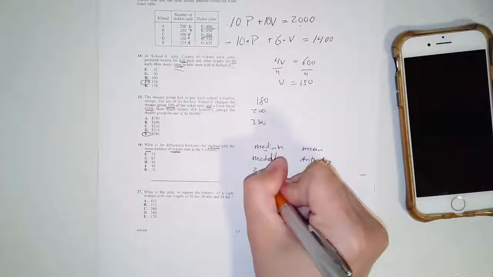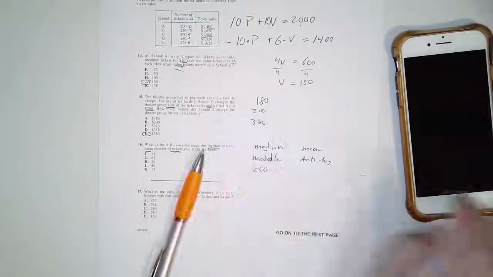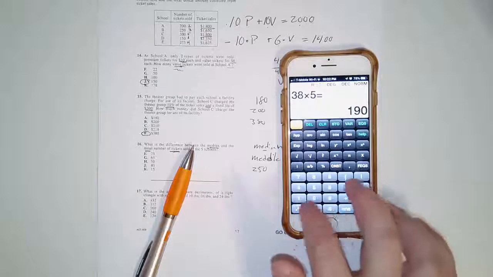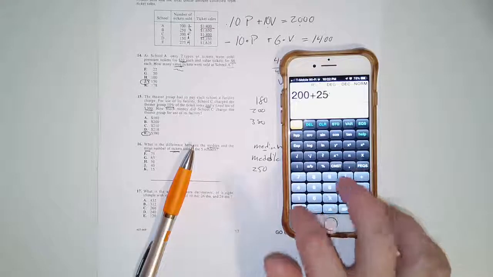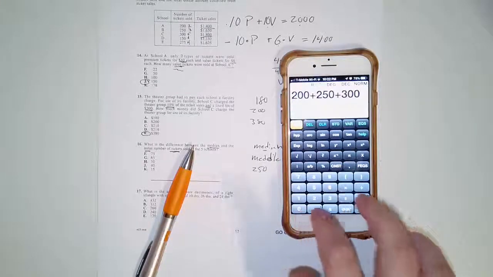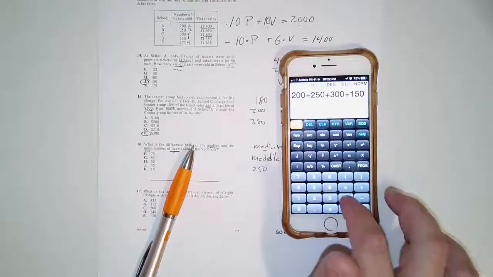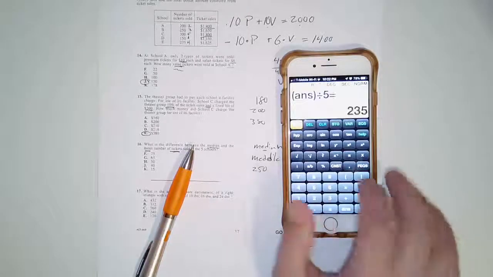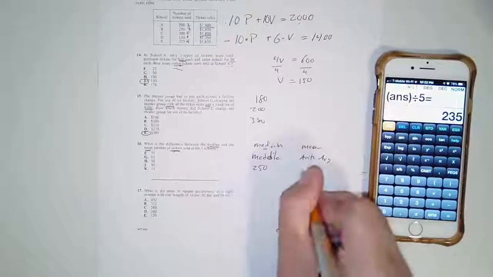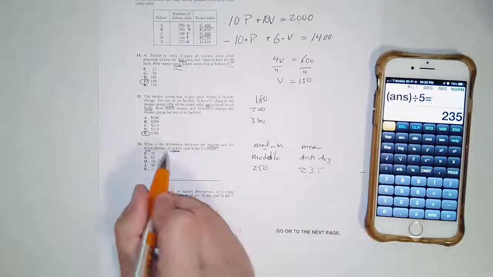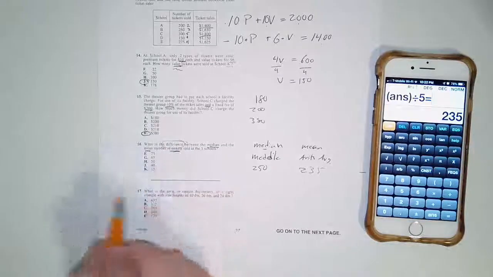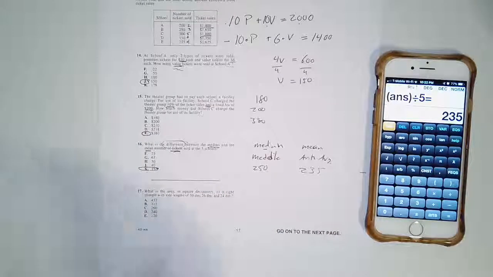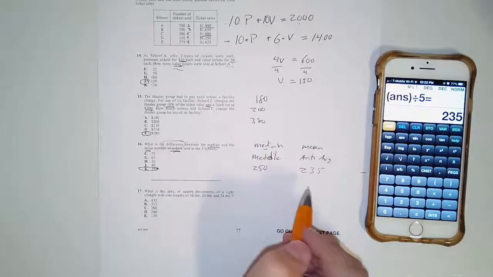The mean, I simply add 200 plus 250 plus 300 plus 150 plus 275, and then divide that by 5, and I get 235. Now the question is asking for the difference between those two. That's a difference of 15. It's always good in a long question to go back and double check what the question was, so you're answering the right thing.